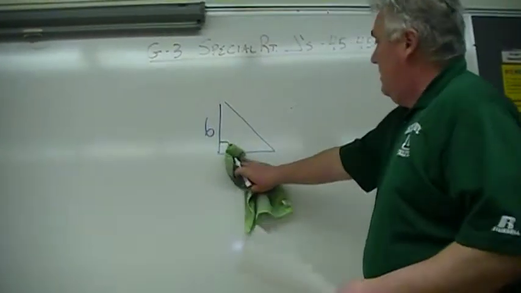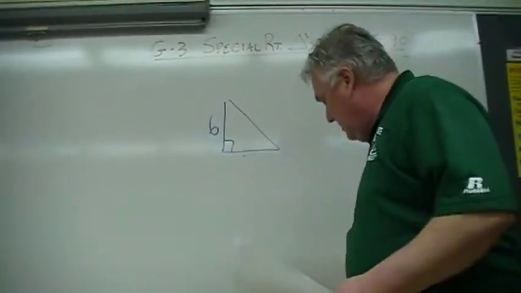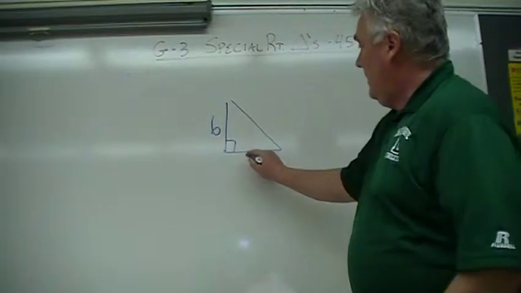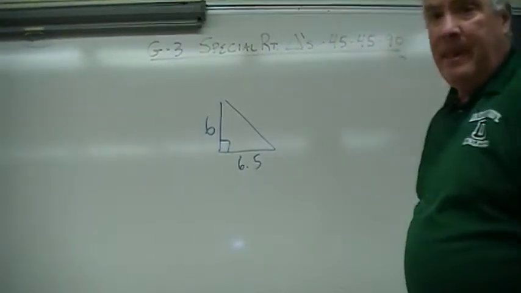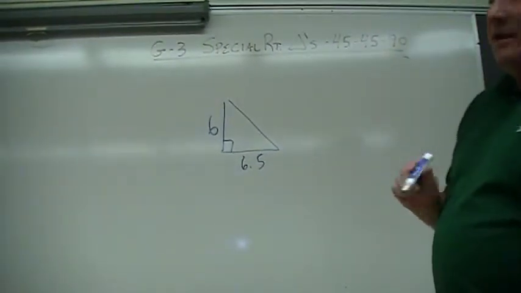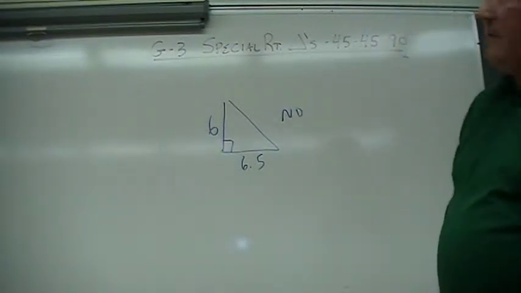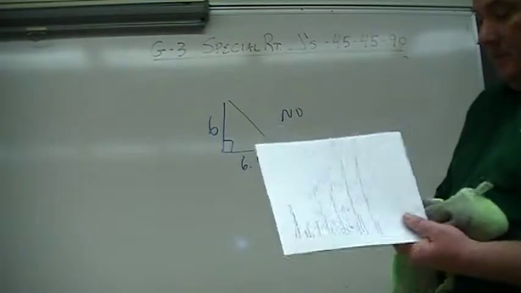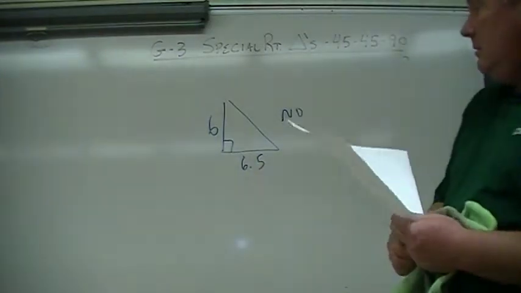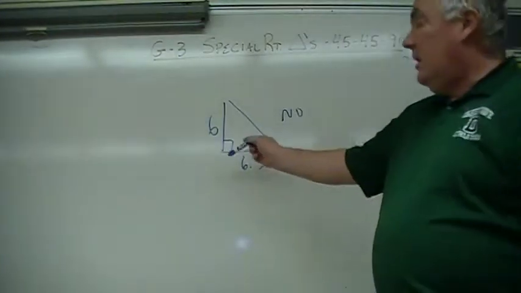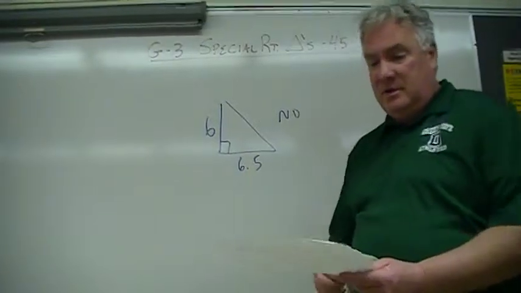Now, what if I gave you 6 and 6.5 as the other leg? That is not a 45, 45 degree right triangle, because the two legs are not the same. This is not an isosceles triangle.